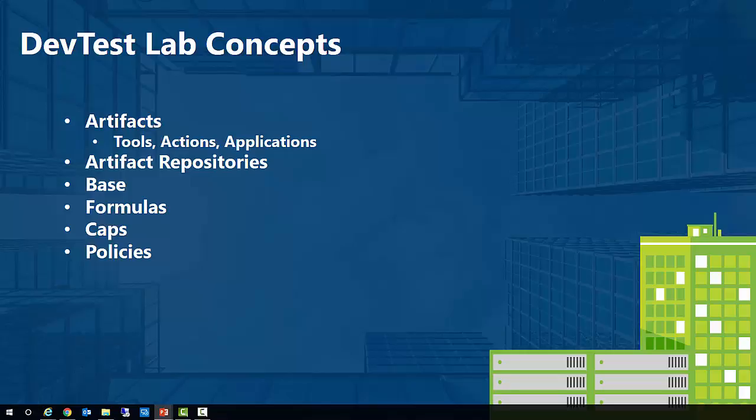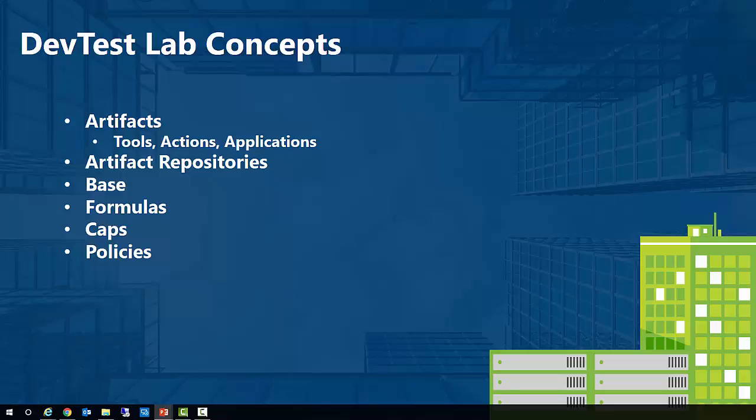Artifact repositories are Git repositories where artifacts are checked in. These can be both public and private and reused in multiple labs to enable the reuse and sharing of code. Base is an image with all of the tools and settings pre-installed and configured to help you quickly create a virtual machine. With DevTest Labs, you can provision a virtual machine by picking an existing base and adding artifacts. Then you can save this modified machine as a base for future deployment.